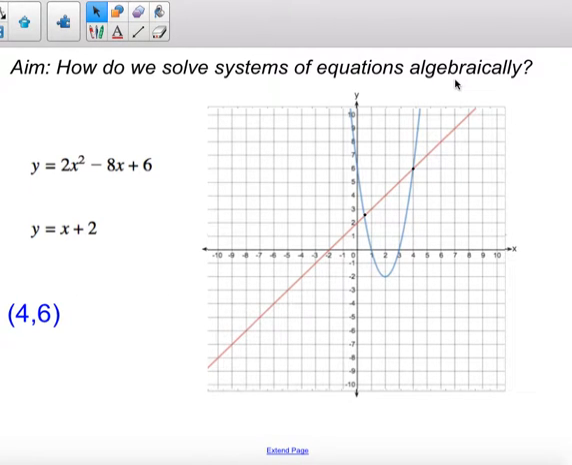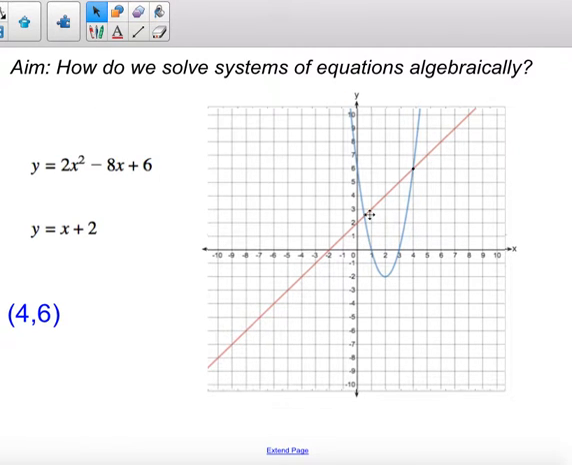Y equals x plus 2 is in red, and y equals 2x squared minus 8x plus 6 is this parabola in blue. One of the intersections here is pretty easy to spot on the graph. There's an intersection where x is 4 and y is 6. So the pair 4, 6 is a solution to this system of equations.